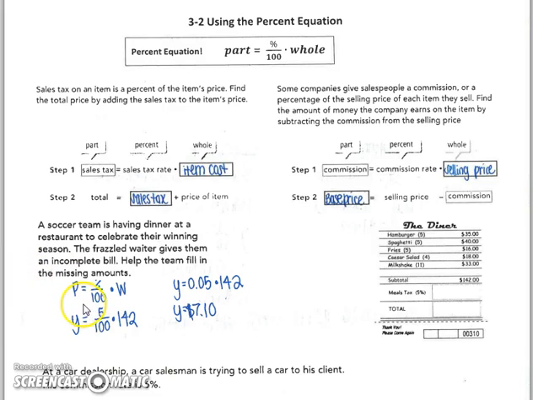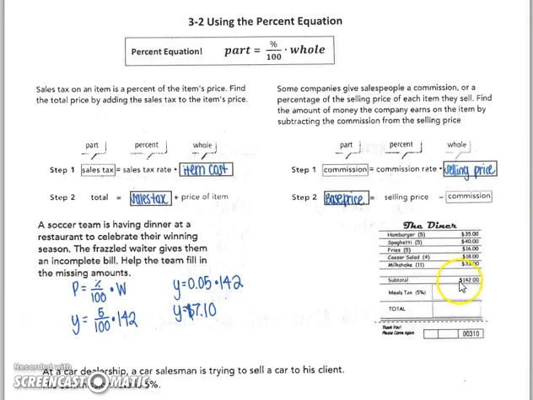So again, we're using part equals percent over 100 times the whole. So we see our bill over here. We have our hamburgers, spaghetti, fries, Caesar salad, and a milkshake. And the subtotal is $142. The subtotal is the amount before the tax is applied. And then the total is going to be our amount after the tax is applied.